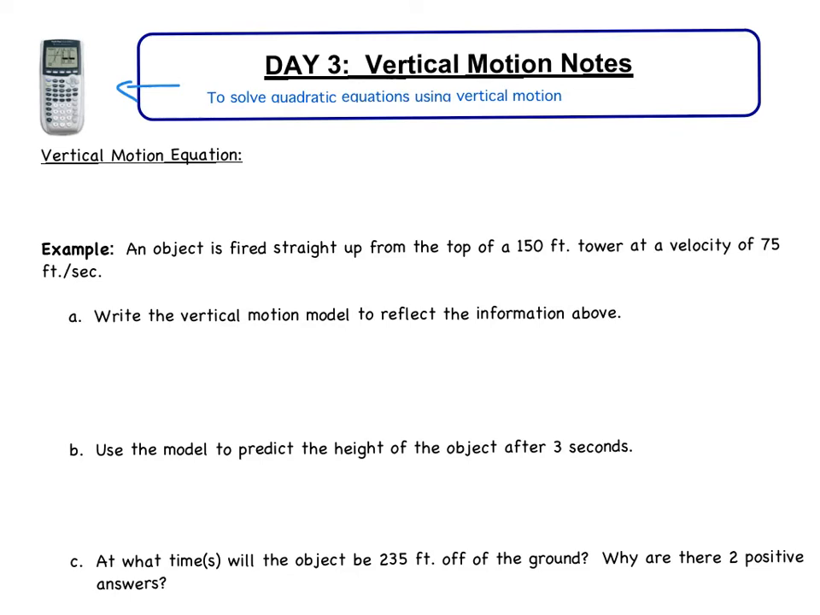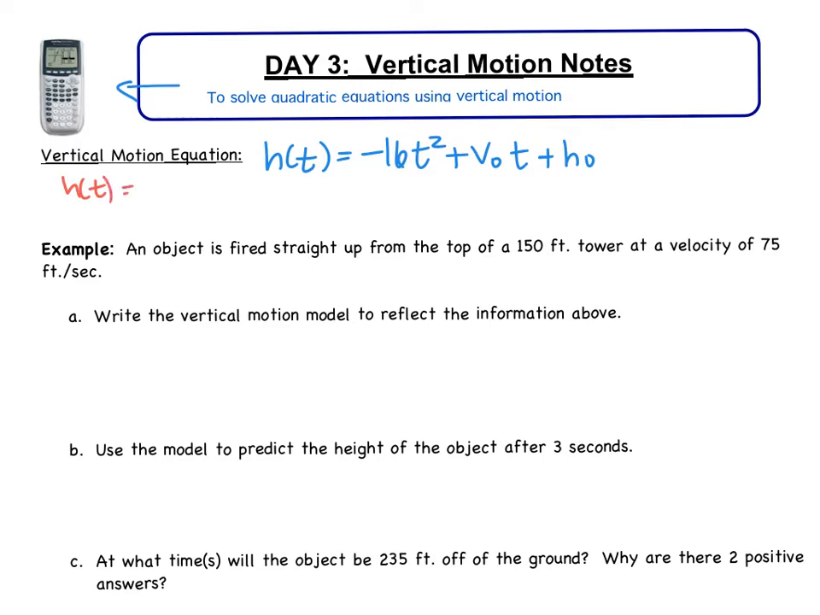So the main vertical motion equation is going to be h of t equals negative 16t squared plus v naught of t plus h naught. Okay, this might look familiar. You have done vertical motion in physics, so this might be similar to an equation that you've done in physics. It might look a little bit different though. Here's what all those variables stand for.